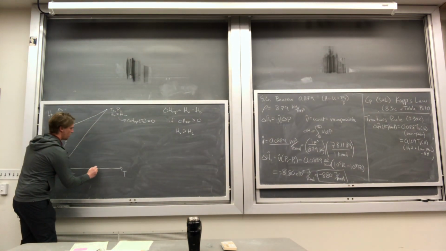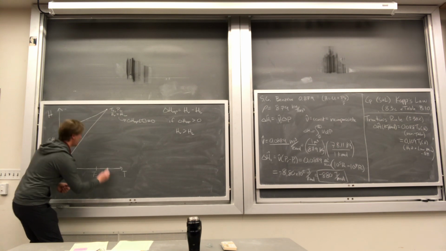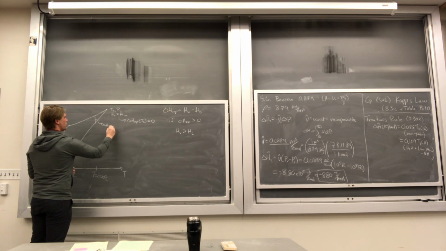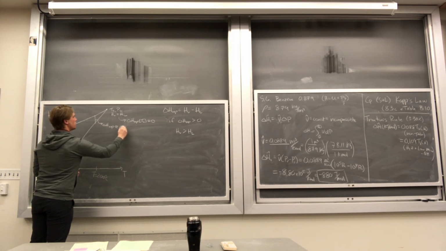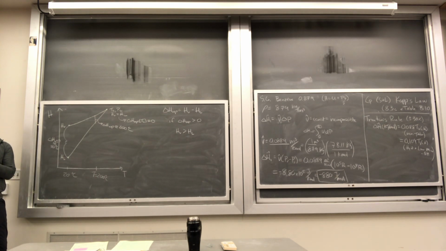So in this case right here, let's say this is T equals 200 degrees C. This difference here would be the delta H of vaporization at 200 degrees C. It gets smaller and smaller and smaller.